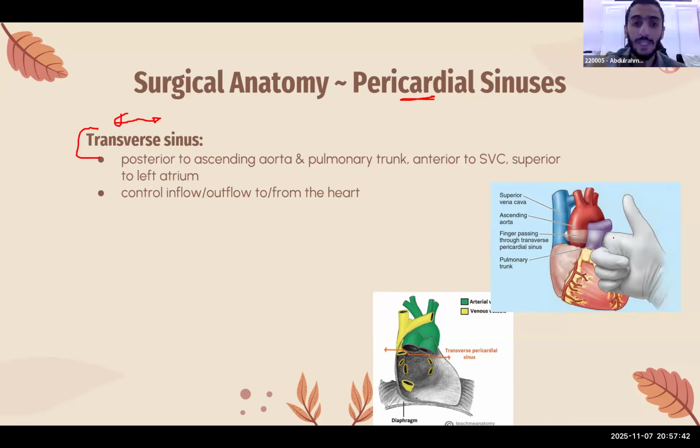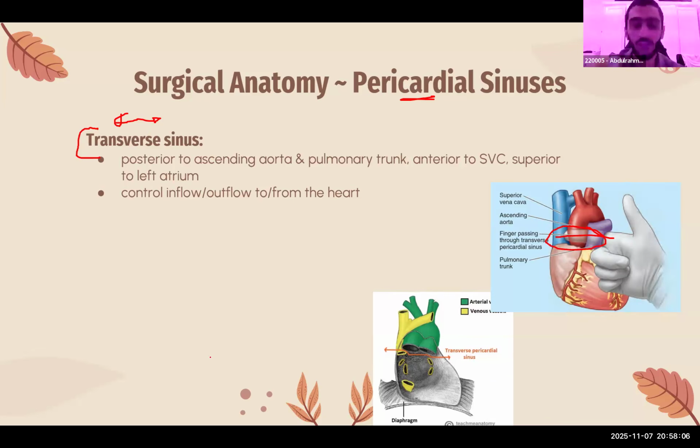So the transverse sinus is basically this horizontal line that's a space behind the vessels, behind the heart vessels. It's important because surgically you can clamp this space whenever you try and do heart surgery. And then once you close it, the heart is no longer going to be working. And that's when you can basically do your work in the heart. So this is the importance of the transverse sinus.